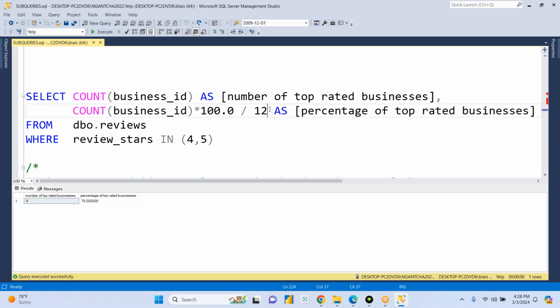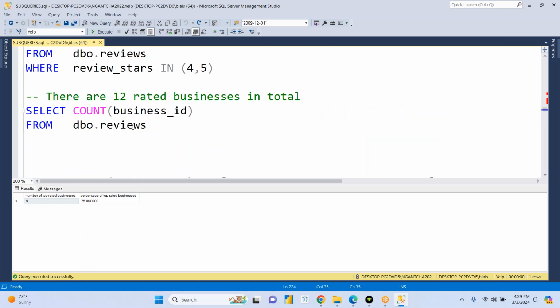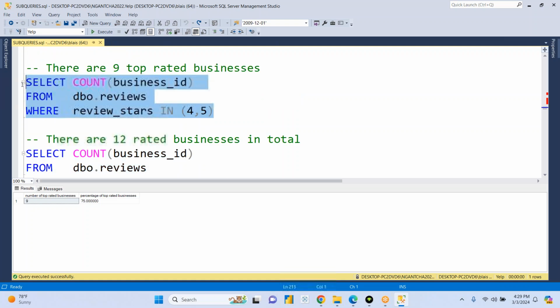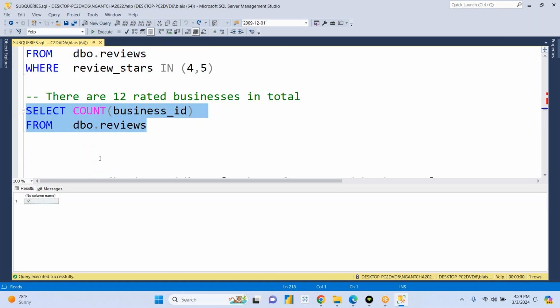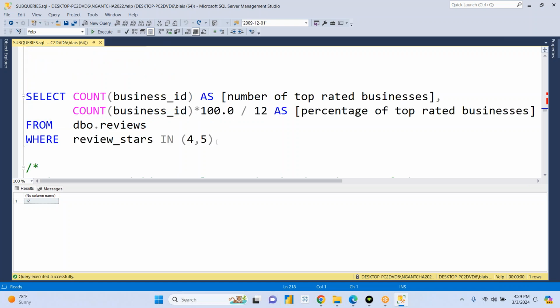So I have to make sure that this 12 right here is not being influenced by this condition. This 12 right here should be the total number of businesses. It doesn't rely on the where clause. This is the number of top rated businesses. Any business that has a 4 or a 5-star review is top rated. There are 9 top rated businesses in this analysis, and there are 12 overall businesses. So the percentage will be what? 9 divided by 12. But you notice that if you want to use a single select statement, this condition right here impacts this calculation. And also it will impact the calculation we put right here. So we just went for the 12, but this is not the way it should be done.